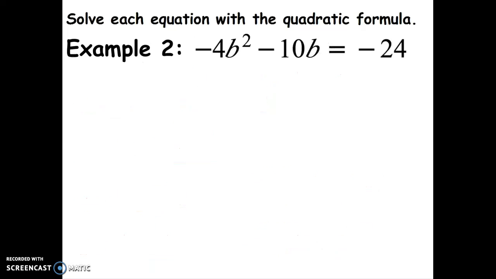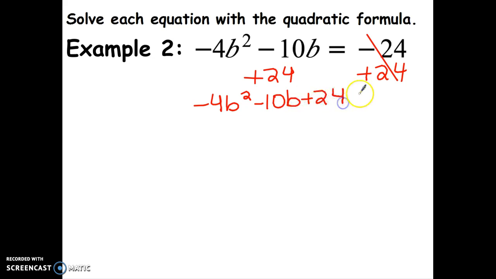All right, let's take a look at example 2. When I look at example 2, step 1 is going to need to be utilized because we see that we don't have it in true standard form, right? In order to solve this, we need to get this -24 over here. And in order to do that, we're going to add 24 on both sides. That leaves us with -4b squared minus 10b plus 24. We set that equal to 0. Now we can go ahead and identify our a, b, and c. So a is -4, b is -10, and c is 24.